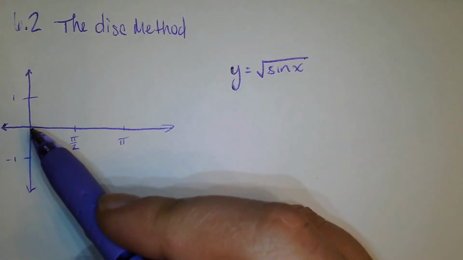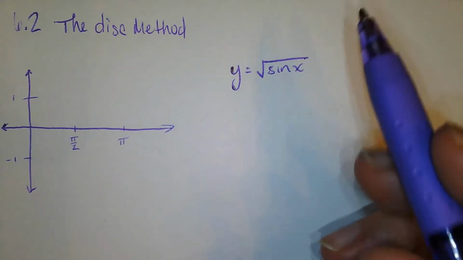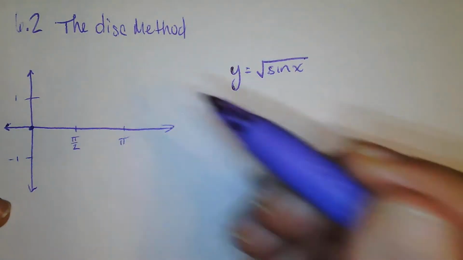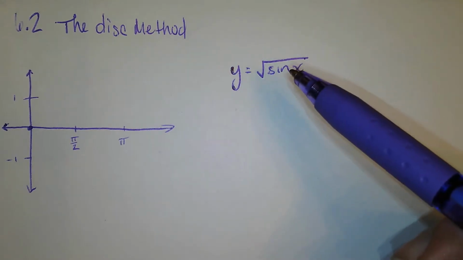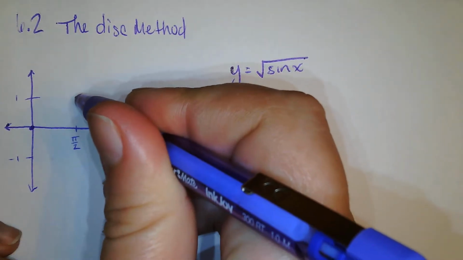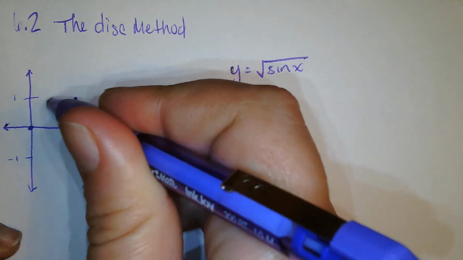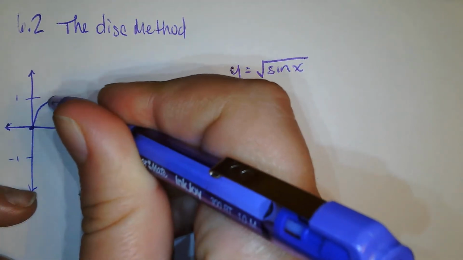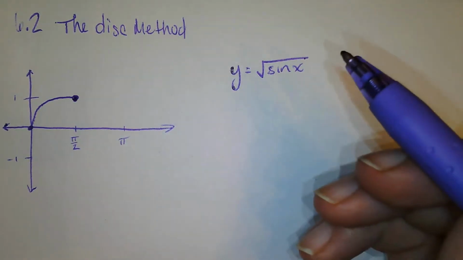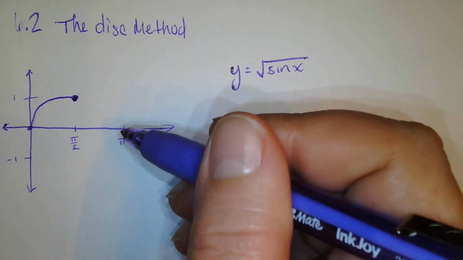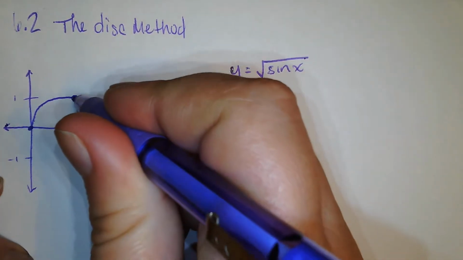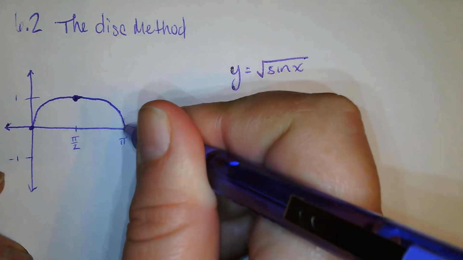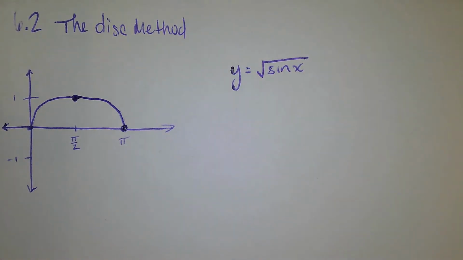I know that the sine function is 0 at 0, so the square root of 0 is still 0. So it is crossing right here. At pi over 2, the sine function reaches 1, and the square root of 1 is 1, so this still reaches 1. The difference is how it curves, but as far as graphing goes, we don't have to worry about that. Then the sine function comes back down to 0 when it hits pi, and once again the square root of 0 is still 0, so this is coming back down like this. There we go.